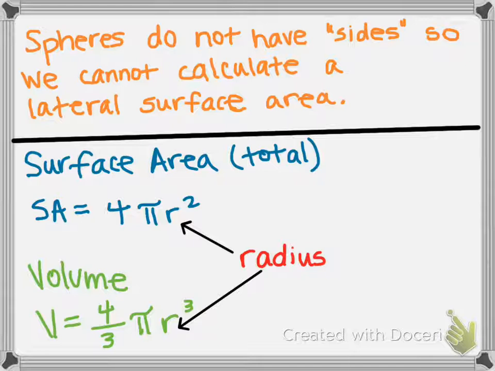And while I'm here, I might as well give you the formula for volume. 4/3 pi r cubed. Notice now it's cubed because we are referring to volume. Again, both of those r's stand for the radius of that sphere.